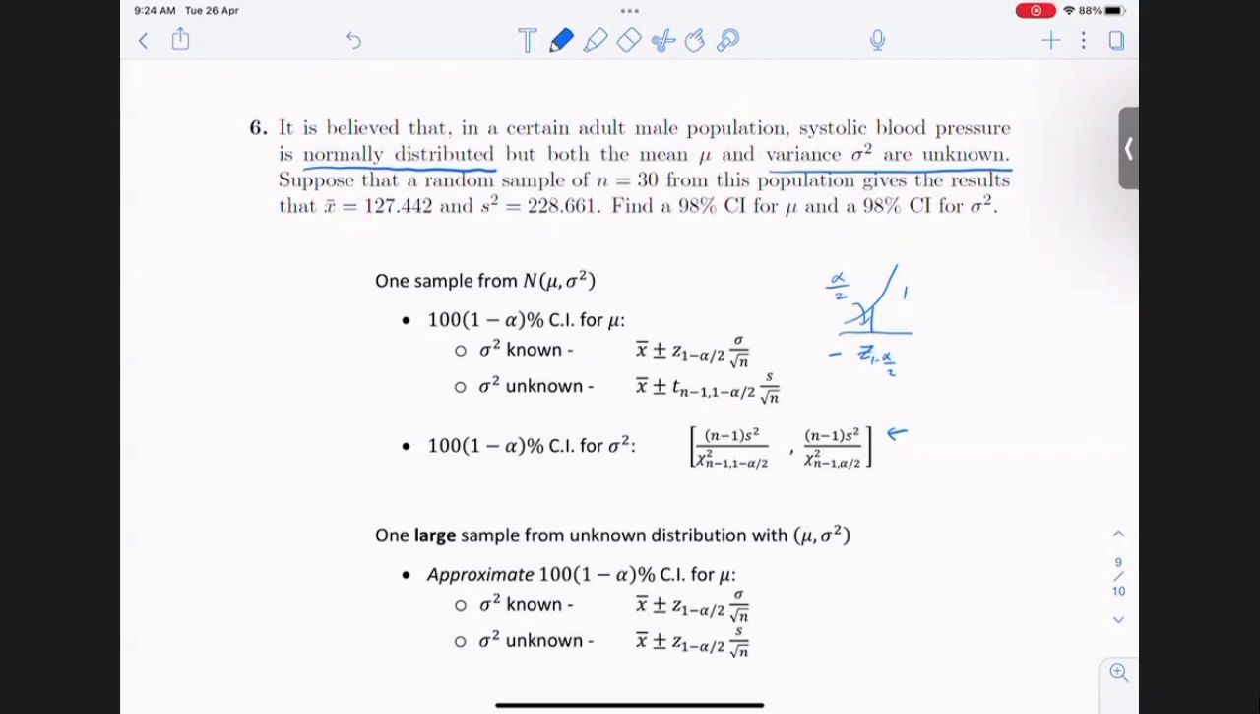To find the confidence interval for the mean, we see that it falls in this scenario. So this is the formula we need to use for the mean. And this is the formula we need to use for the variance. Okay?